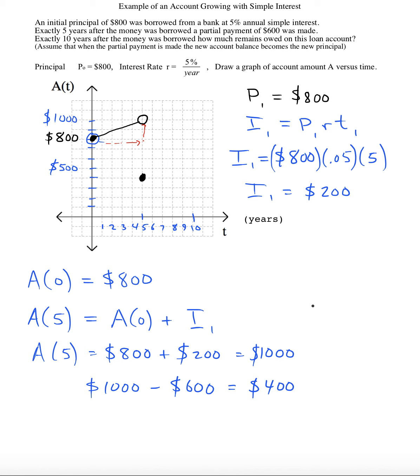Now we want to let that new principal be $400. So let P2 equal 400. Why? Because it's not fair to charge the person interest based on what they had borrowed a long time ago, 5 years ago. All right, so let's go ahead and do P2 equals 400. And now we'll calculate I2, which is P2 R T2.